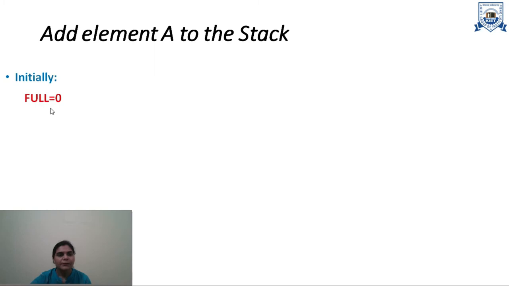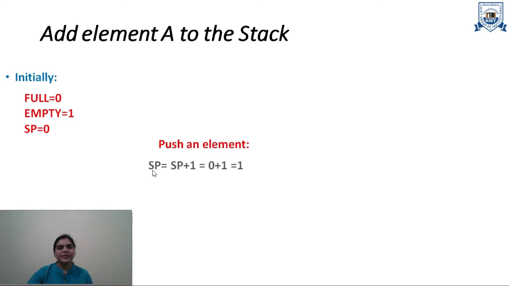Now we will take an example to add an element A to the stack. Initially we have full equals to 0, empty equals to 1, stack pointer equals to 0. Full equals to 0 is denoting that the stack is not full. Empty equals to 1 denotes that the stack is empty, there is no element, and initially the stack pointer will point to 0. To push an element, first we will increment the stack pointer. Now the stack pointer will point to 1. We will copy the data from the data register to the stack, or we can say we will copy element A into the stack at address 1.